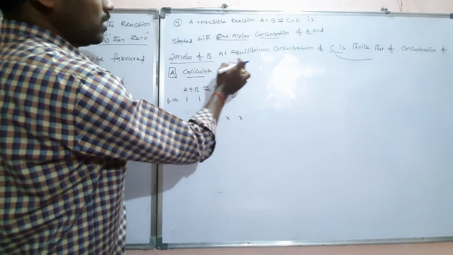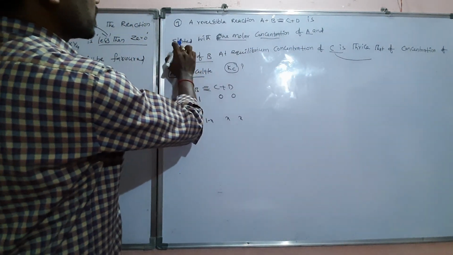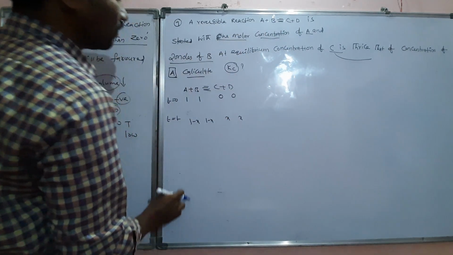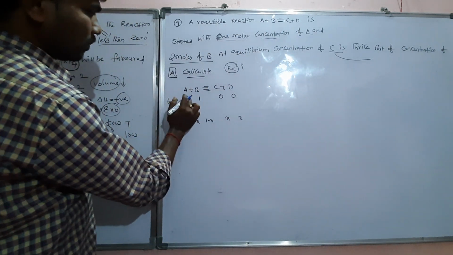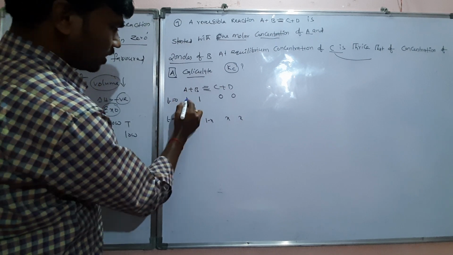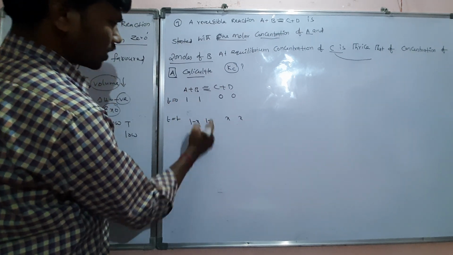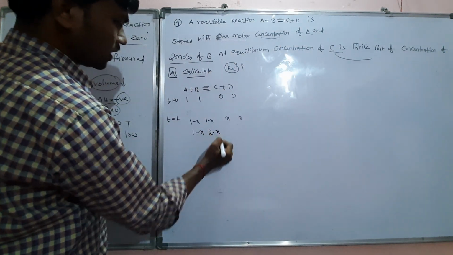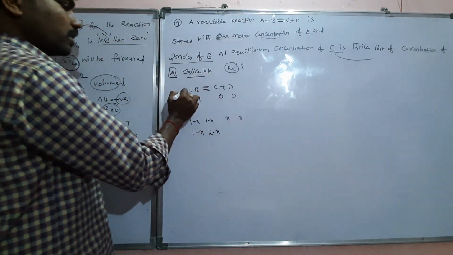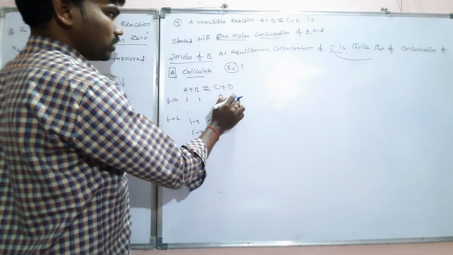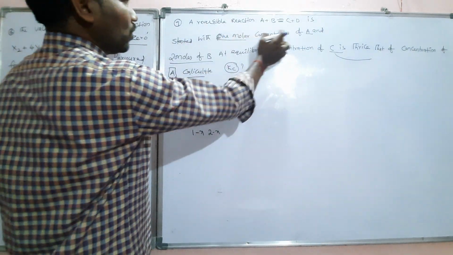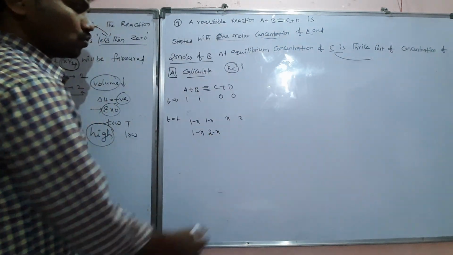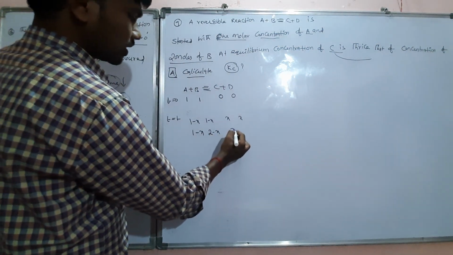According to the data, they clearly mentioned it started with 1 molar concentration of A and 2 molar concentration of B. So for 1 molar concentration of A, I have to take 1 minus x. For 2 molar concentration of B, what do I have to take? 2 minus x. If the concentration is not mentioned, then you have to follow the earlier approach. But they mentioned 1 molar of A and 2 molar of B, so I am taking 2 minus x, and x and x.